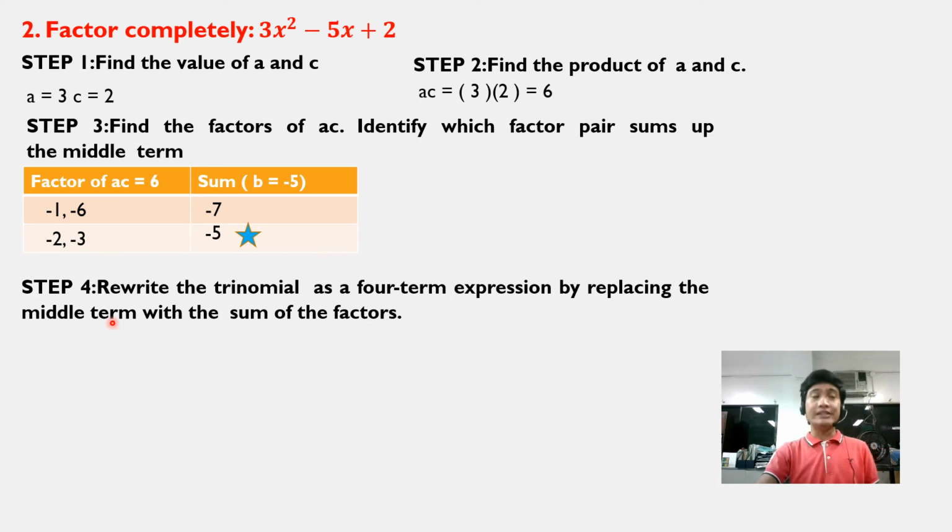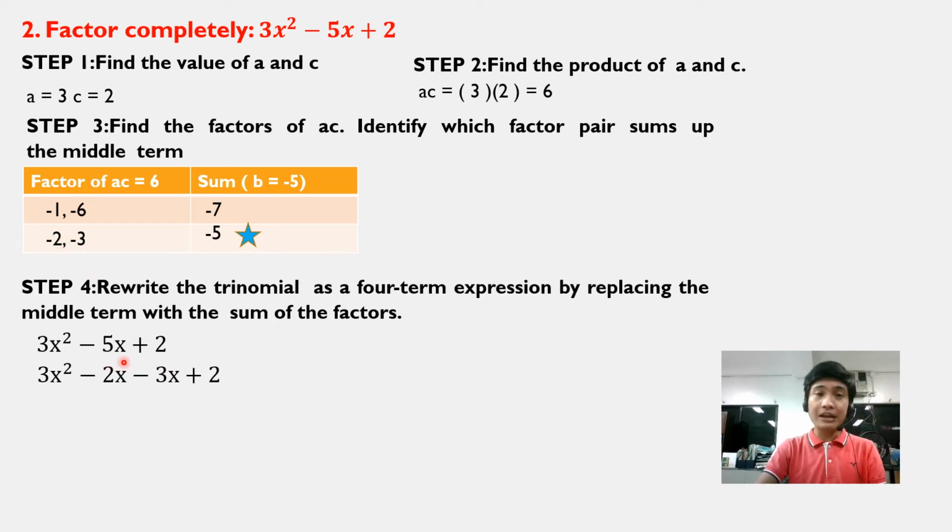Let's move on to our step number 4. It states there that we need to rewrite the trinomial as a four-term expression by replacing the middle term with the sum of the factors. So what we're just going to do to our step number 4 is to go back to our given, which is 3x squared minus 5x plus 2. Ano po ang gagawin natin kay 3x squared minus 5x plus 2? Yung gitnang term po natin ay ating paghihiwalayin gamit yung nakuha nating correct combination sa ating step number 3. Papaano po yun, sir? So 3x squared minus 2x minus 3x plus 2.